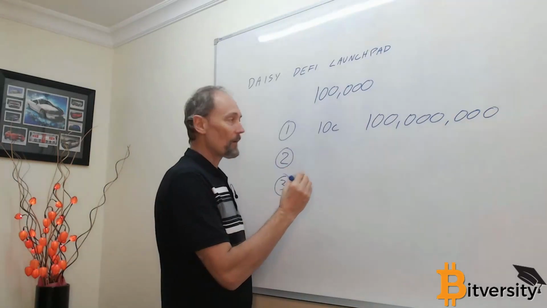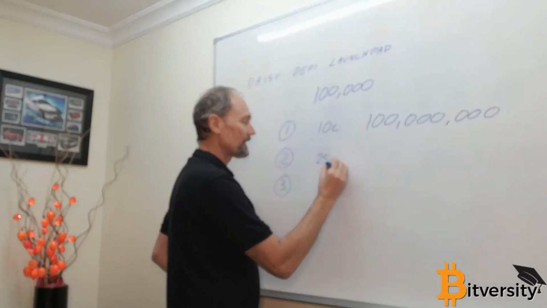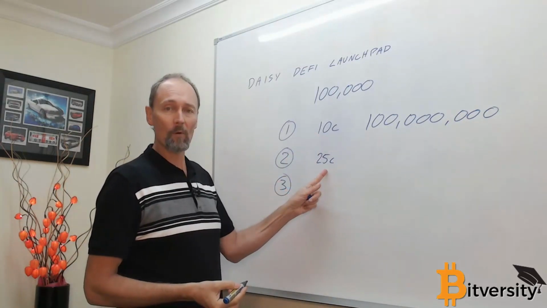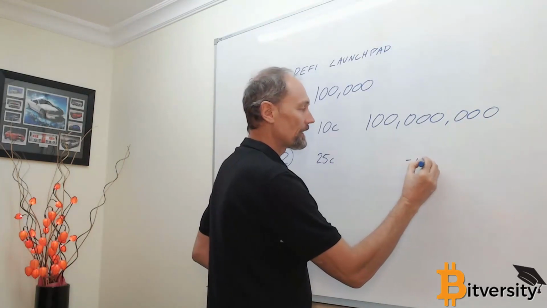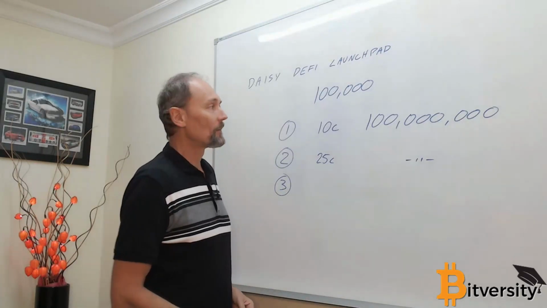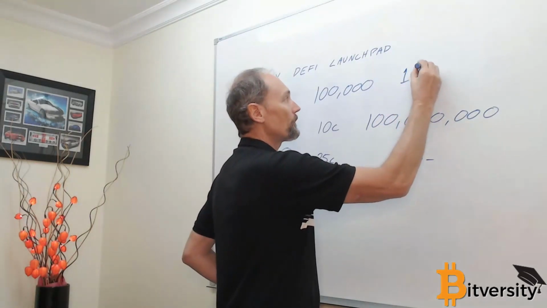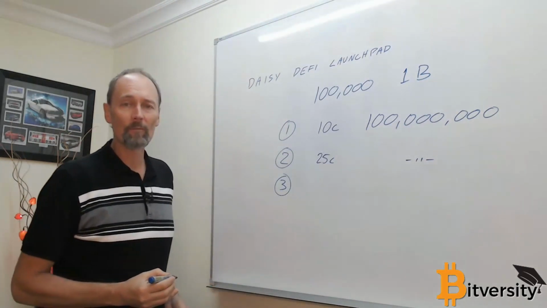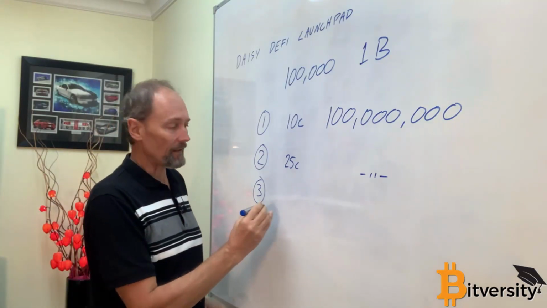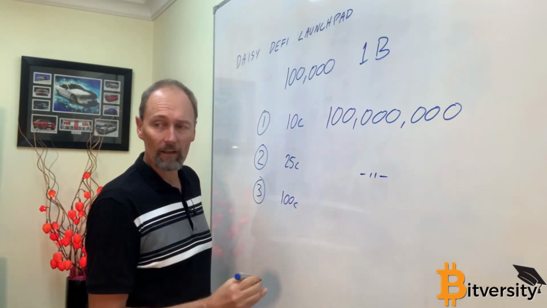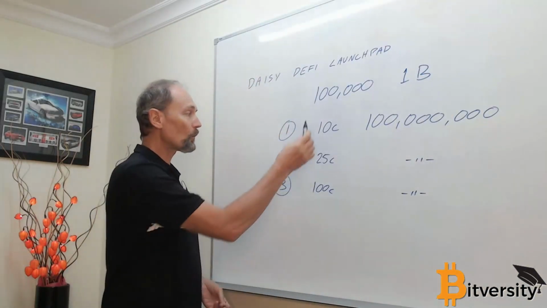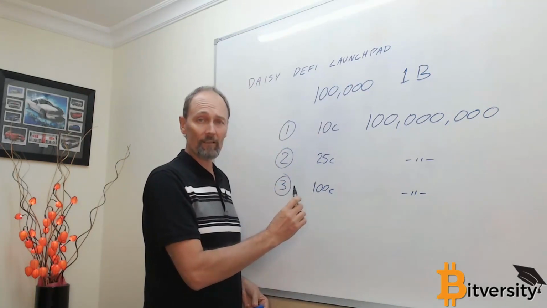Then in the second round, they're going to offer them to us again. And if we decided that we didn't get enough of the first round, we can buy more at 25 cents, which again is another 100 million. Each time it's 10% of the supply, because there actually are 1 billion tokens available as the Daisy DeFi Launchpad token. Then the third release is going to release at $1. Again, another 100 million. All 3 exclusively only to Daisy members.